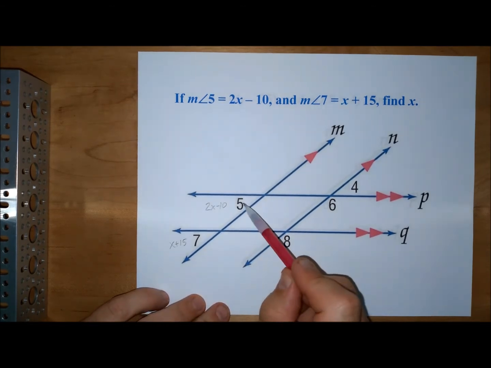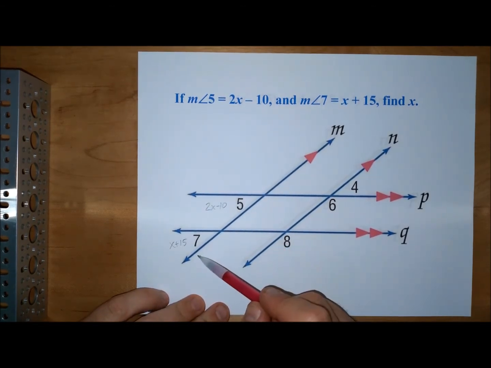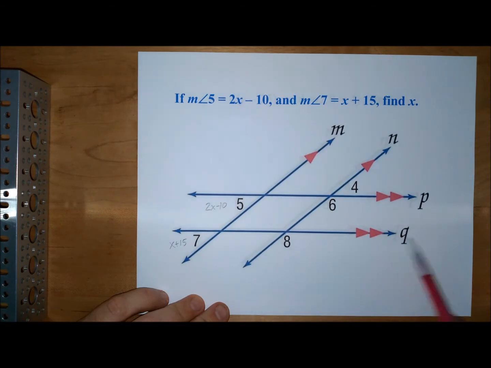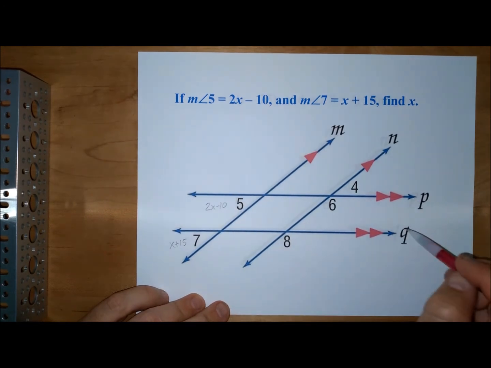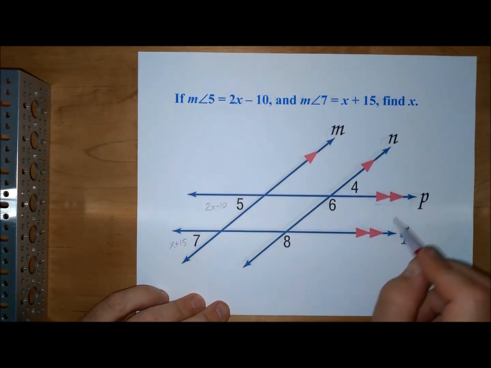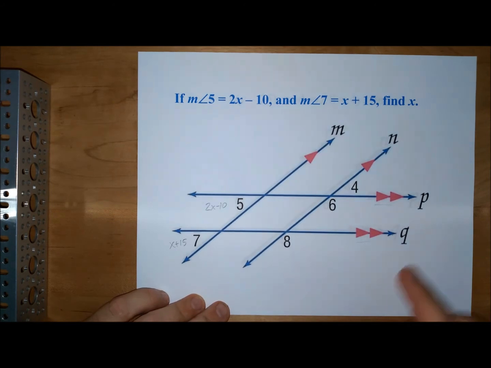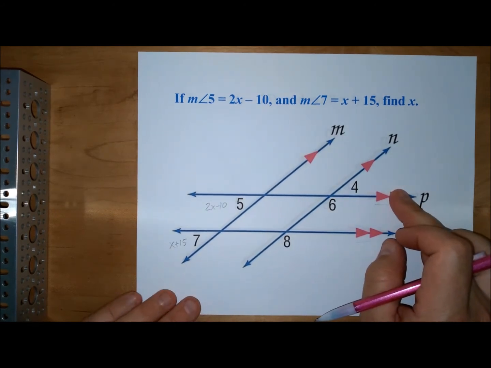We know that angles 5 and 7 appear to be formed by these two lines, Q and P, and this transversal M. Furthermore, we know that M and N are parallel to each other, but more importantly, for these two angles, P and Q are parallel to each other. Notice they have two arrows each. So these two are parallel to each other.